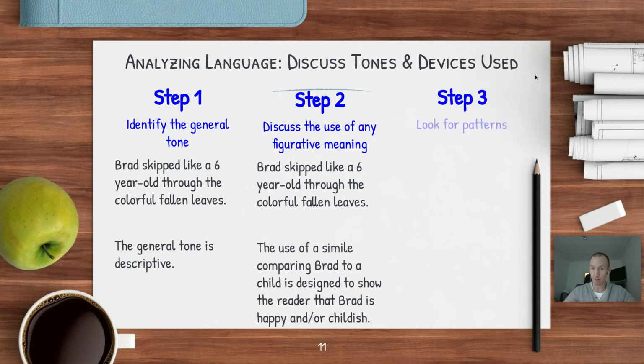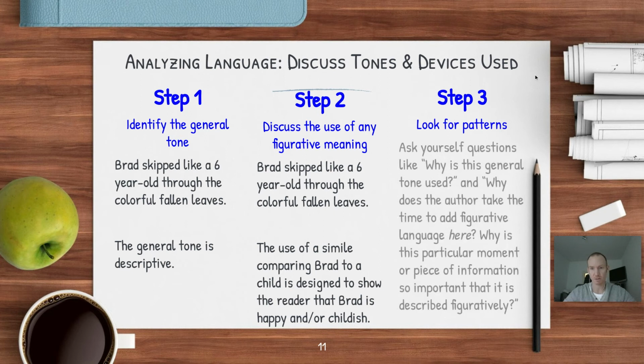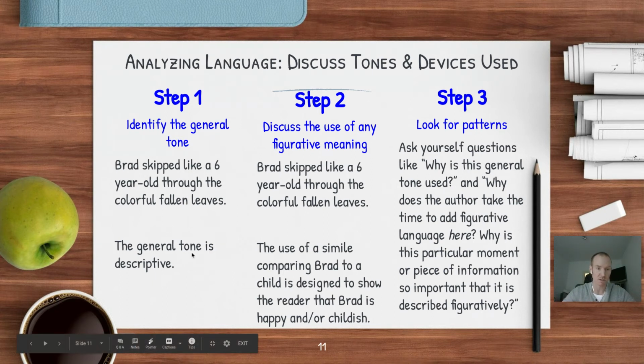Then the third step is to look for patterns. Ask yourself questions like, why is this general tone used? Why did the author decide to use a descriptive tone here? You should also ask yourself, why does the author take the time to add figurative language here? They could have put it somewhere else. Why is this particular moment or piece of information so important that it gets described figuratively?